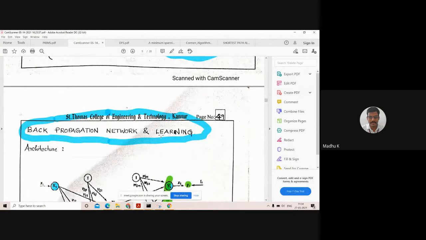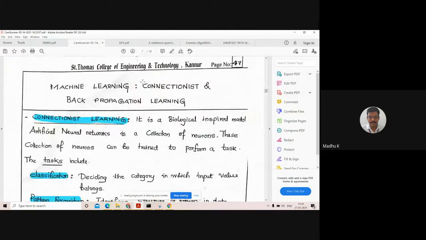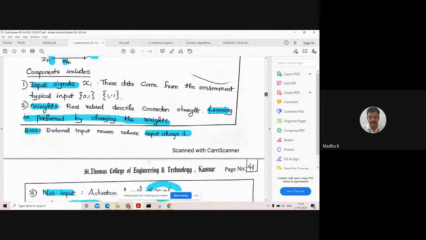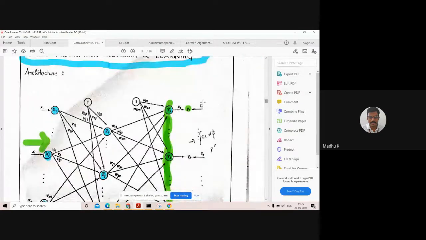In the previous class, we discussed BPN or back propagation learning. At first we discussed connectionist learning. What is connectionist learning? It's based on artificial neural networks. In the first part, we discussed various concepts in ANN, which you already studied in S5 and S7. Next we moved to the back propagation learning. This algorithm or method also we discussed in S5 and S7.